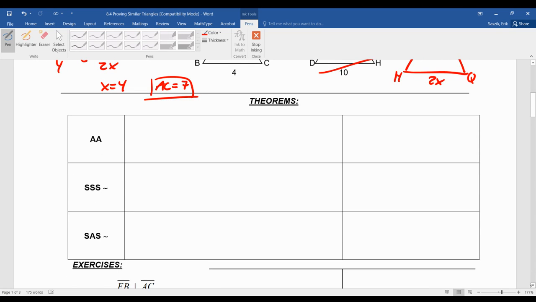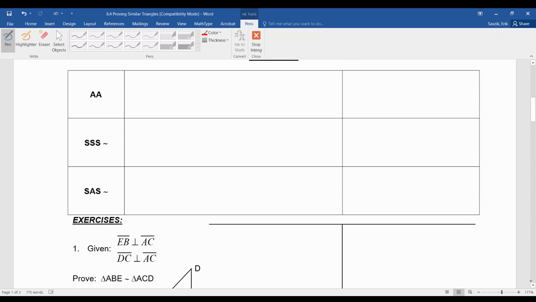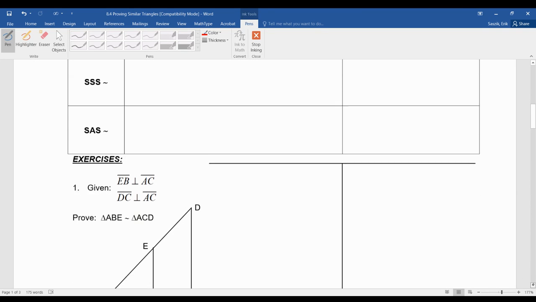All right. So kids, down here, these are just the 3 ways we have of proving triangles similar. Angle, angle, that's the most common. Okay. SSS similarity, SAS similarity. These will show up sometimes. They're not as frequent though. Let me show you how to do that.